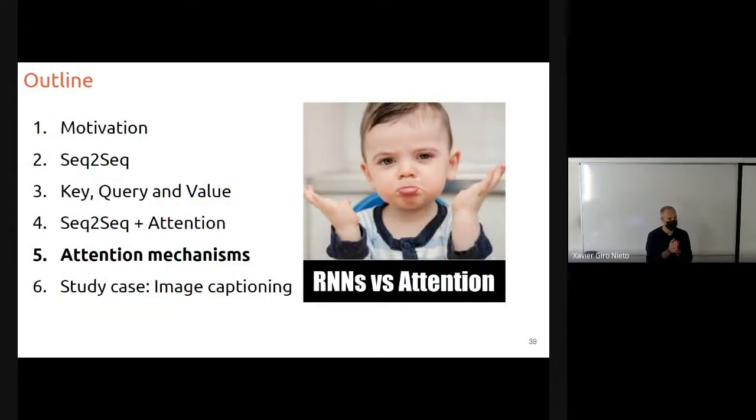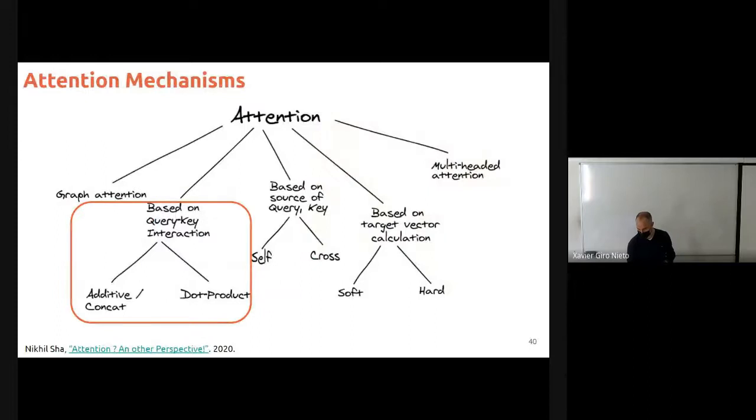Fine. So now, if you remember in all my explanation, I said there's some point where we compute the attention scores, and I said that's when we compare the queries and the keys. The way how we compare them, so the way how queries and keys interact, that's one way to describe attention. In this tree that you see here, there are different ways of categorizing different types of attention, and one of them is on how we compare the keys and the queries.